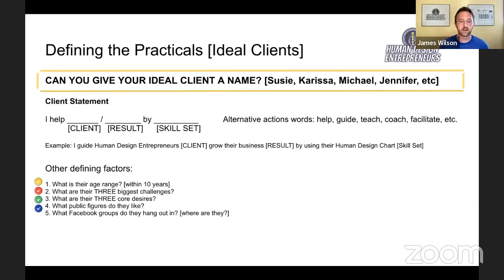Other good questions to ask yourself: age range, three core biggest challenges, three core desires, what public figures do they like? And this is the last one. I really encourage you to ask yourself this question, because even if you're hypothetically 100% clear on who your ideal clients are, then there's the question of, where are they? How do I find them? Facebook groups or communities are a great place to look, because a lot of that work is already done for you, because that's where people who have shared interests already congregate. So what Facebook groups are they in?